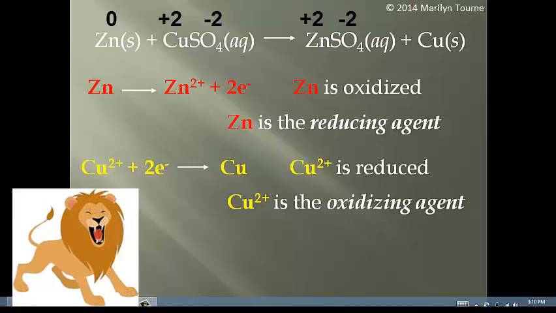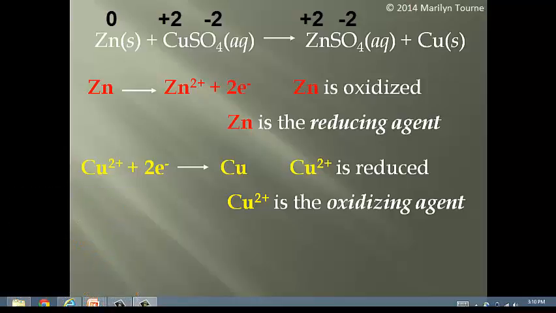Now let's take a look at the copper. The copper on the right-hand side has an oxidation number of 0. It's uncombined and by itself. So copper went from +2 to 0. That means it is getting less positive, and less positive means a gain of electrons. Leo the lion goes grr. Gain of electrons means reduction. So copper is being reduced.